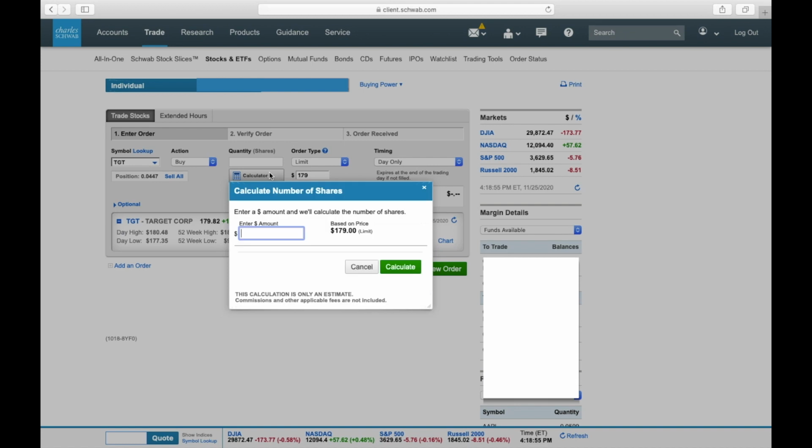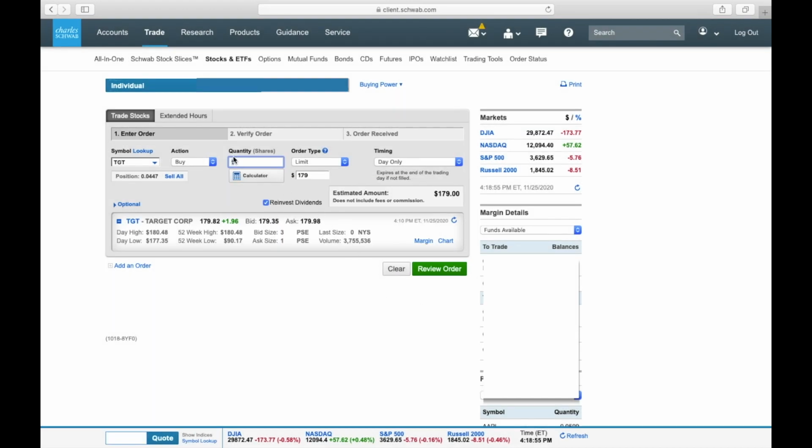Now, what I'm going to do here is use the calculator to calculate the number of shares you're going to buy. Based on the price of $179 and me wanting to spend $300, I'm going to put in that I want to spend $300 based on the share price of $179. So it will calculate it. And it says, okay, if you only have $300 to spend and you only want to buy it at $179, you can only purchase one share. That's because 179 times 2 is more than 300.